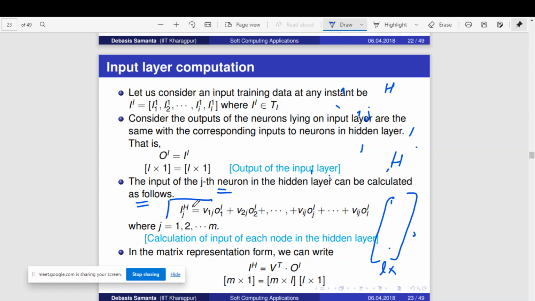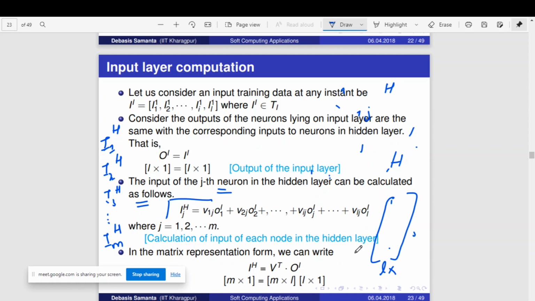This is IJH, right? This is one input. So it will have I1H, the input for the first neuron of the hidden layer, I2H, input for the second neuron of the hidden layer, I3H, input for the third neuron, so on and so forth, IMH, input for the mth neuron of the hidden layer. So all these inputs, if you take, what is the size?